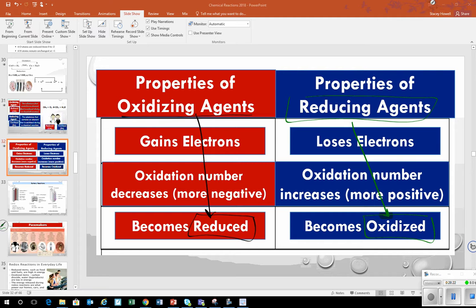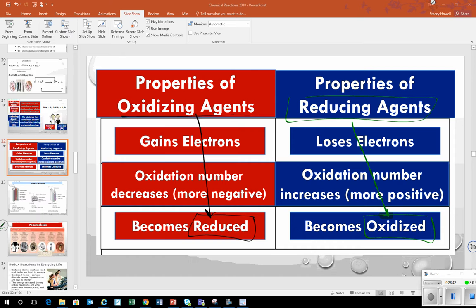Okay, everybody got that down? Basically the same thing we talked about before. Reduced is becoming more negative in oxidation number and gains electrons. That's an oxidizing agent. Oxidized is becoming more positive in oxidation number and losing electrons, and that's a reducing agent.